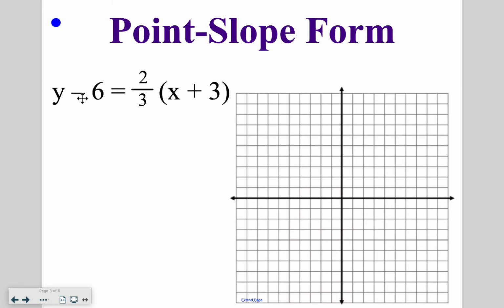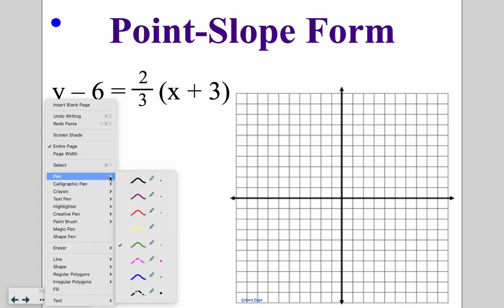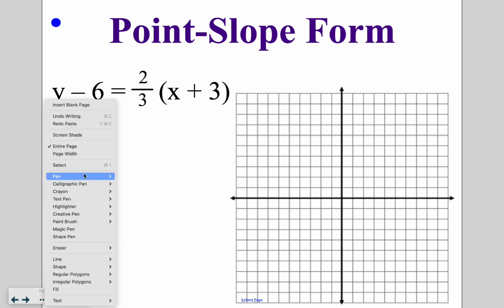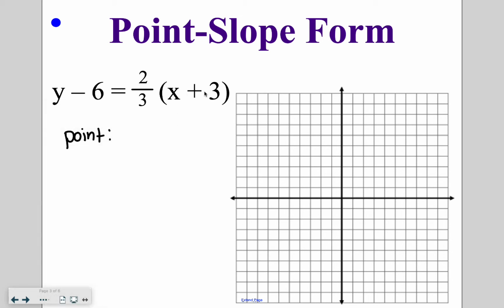So starting with this first example, we have y minus 6 is equal to 2/3 times x plus 3. So our first job is going to be to identify the point. And again, we pull out the values in the opposite order. So I've got x plus 3, which means that this is actually x minus -3. So our x coordinate is -3. And then I've got y minus 6, meaning that my y1 coordinate is positive 6.